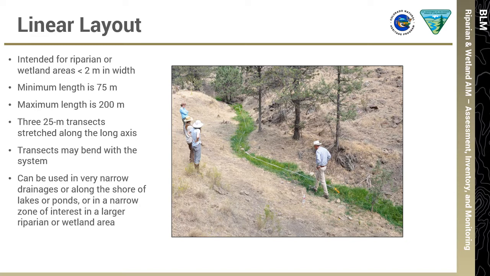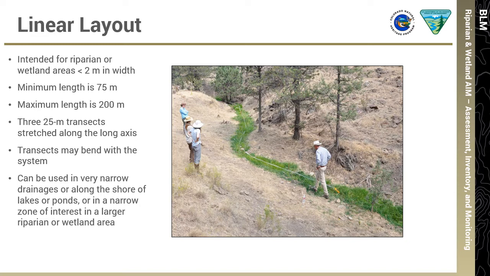The linear layout is intended for wetland and riparian areas that average approximately 2 meters in width. The minimum plot length is 75 meters and the maximum is 200 meters. This is to prevent monitoring plots that are too long to adequately sample. The linear layout includes 3 25-meter transects stretched along the long axis.